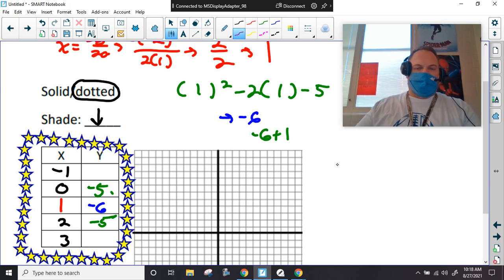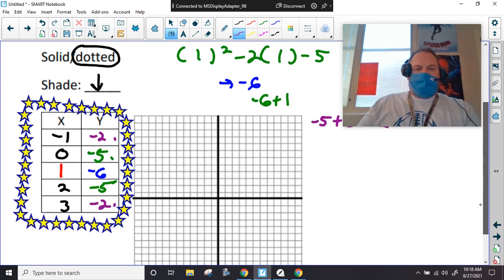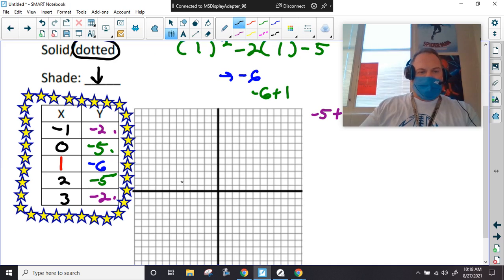That makes me feel better as a teacher. All right, and then these two are 3a, so that's going to be -5 plus 3, which is -2. So now we have our points. I want to start graphing. So I go over 1, down 6. 1, 2, 3, 4, 5, 6. Bloop, bloop, bloop.